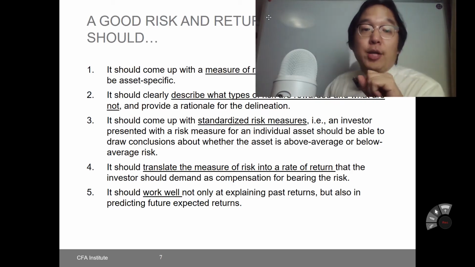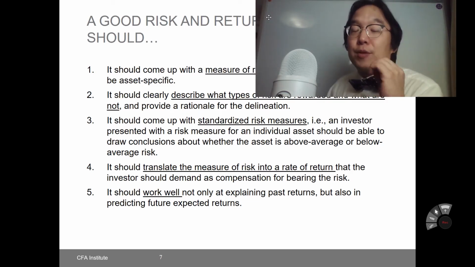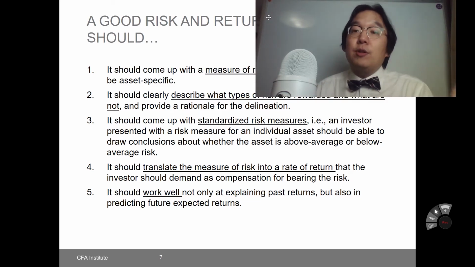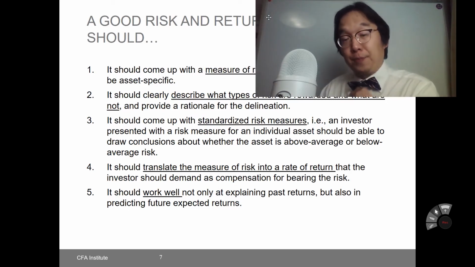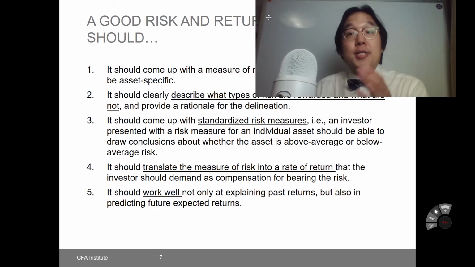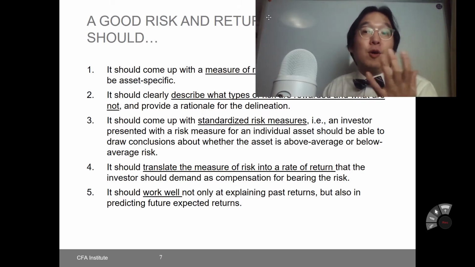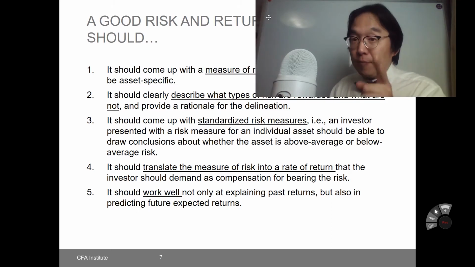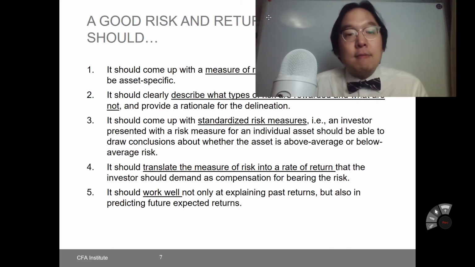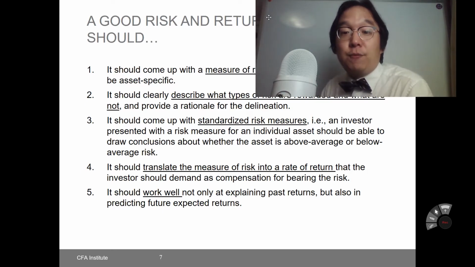And number 4, it should translate the risk measure into a rate of return. You'll see that the unit of risk is not in the unit of return, which is percentage return. We want to translate those risks into this kind of percentage return somehow. What's the translator? You're going to learn about it. And the investor should demand it as a compensation for bearing the risk.